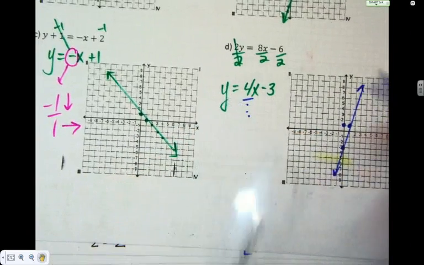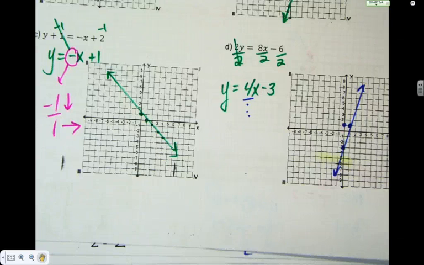Who had the exact same line? Awesome. Turn to someone in front, behind, beside you. Tell them how to graph a line.